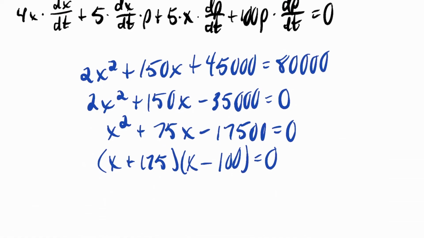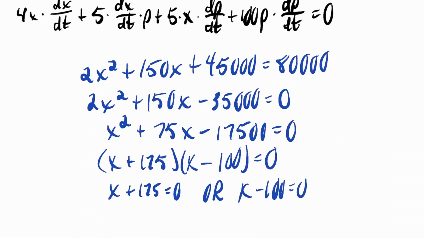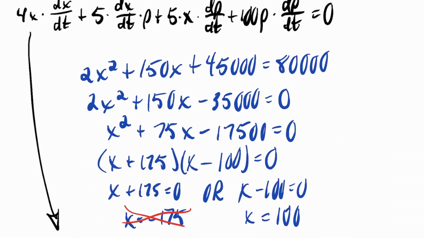So I have my two factors. So either this first factor equals 0, or this second factor equals 0. So either x is negative 175 or x is 100. Now, since x represents demand for some product or commodity, you can't have a negative demand. That just doesn't make any sense, right? So x equals 100.